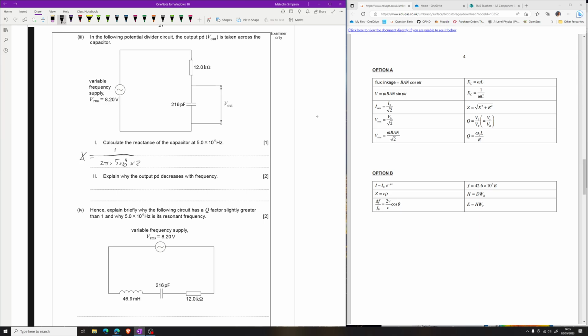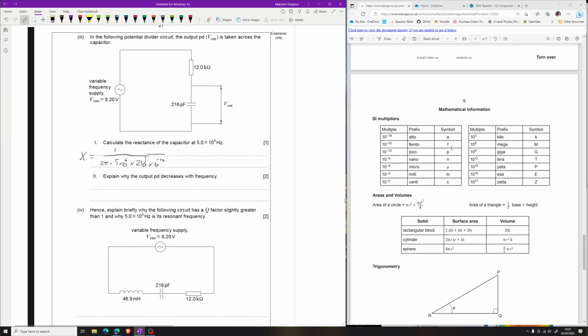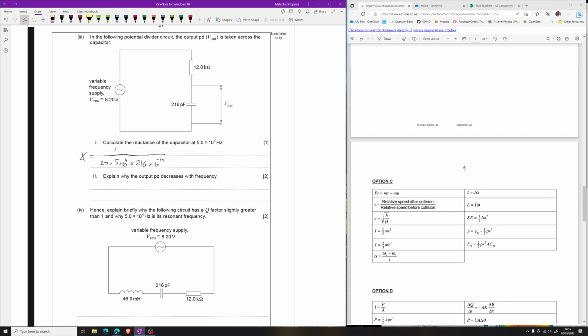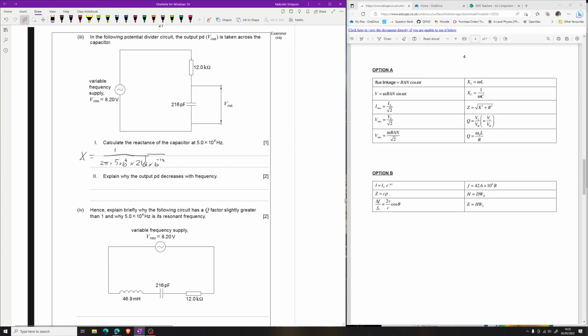And the capacitance is 216 picofarads. So be careful with the pico, that's times 10 to the minus 12. If in doubt, I believe they are listed on the formula sheet somewhere, aren't they? Here we go, 10 to the minus 12. You can always check if you're not 100% sure. Okay, 1 over that lot. Let me just calculate that.